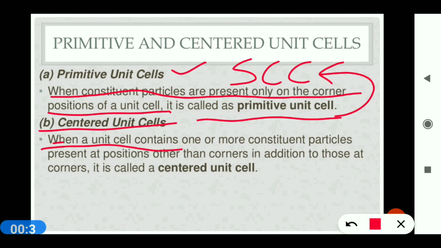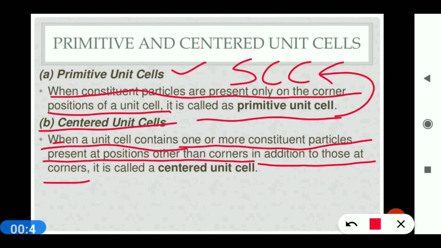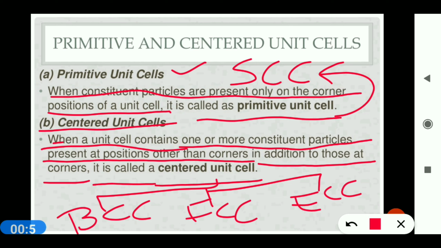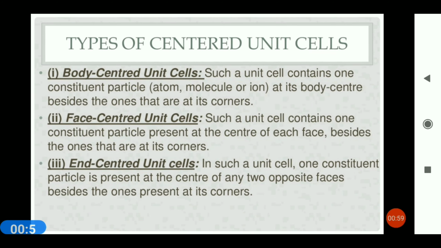When the unit cell contains one or more constituent particles present at positions other than the corners, in addition to those at the corners, it is called a centered unit cell. And centered unit cells are classified into 3 more: BCC, FCC and ECC, out of which we are going to discuss BCC and FCC.